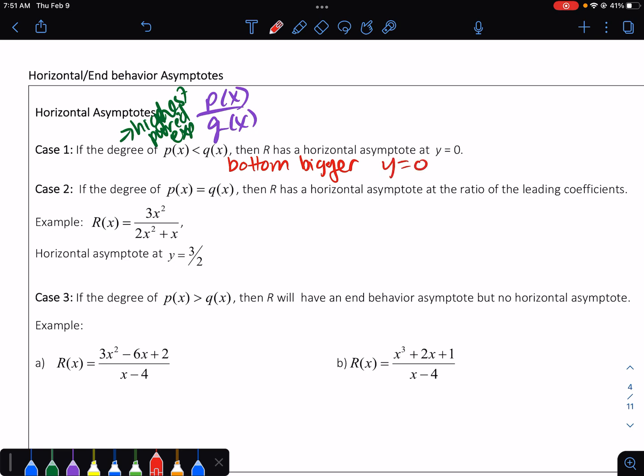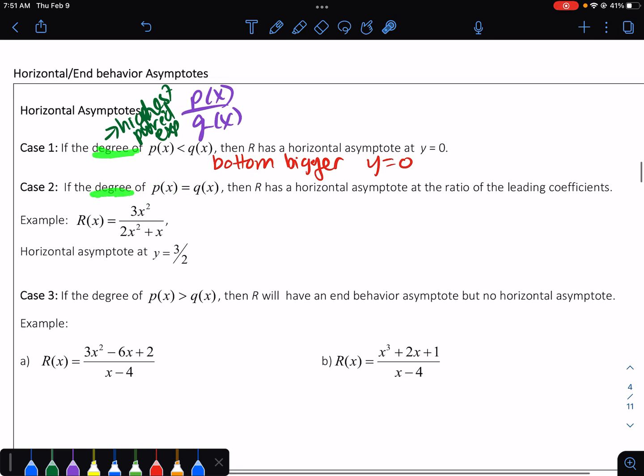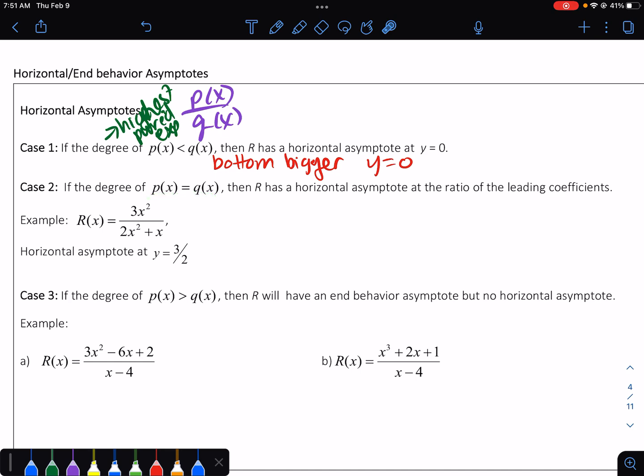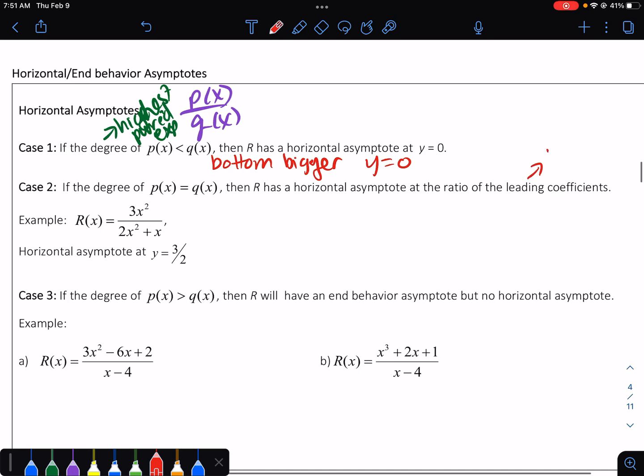Okay. Case 2, notice on all of these we're looking at the degree of the polynomials on top and bottom. So if the degrees match, then R has a horizontal asymptote at the ratio of the leading coefficients. Remember, the leading coefficient is the one with the highest degree. So if we look here, x squared and x squared match, so the degree of P of X and Q of X are the same. So I take this ratio of the 3 over 2, and then our horizontal asymptote is y equals 3/2.